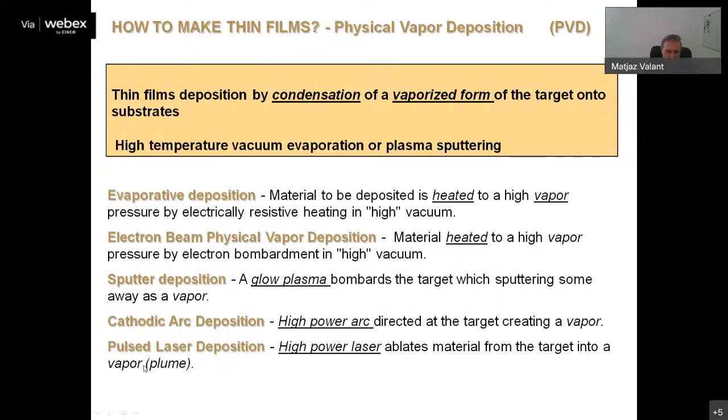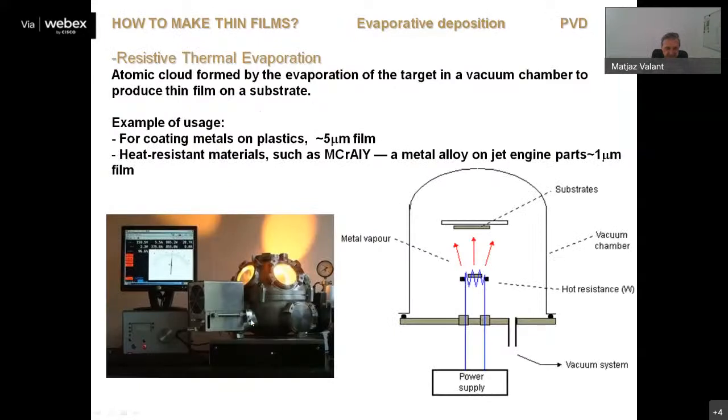We have several different techniques to do that, but they all pretty much have the same concept I'm talking about. All these technologies differ in how we evaporate the material. We can have electron beam physical vapor deposition, or sputtering technique, or cathodic arc deposition. And one very well known is also pulse laser deposition. So let's go briefly through these techniques.